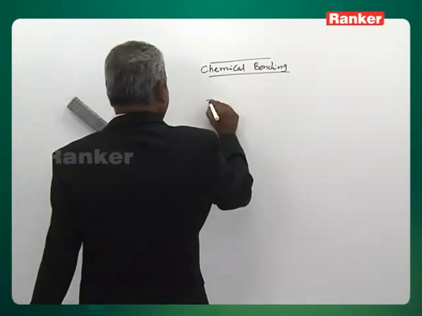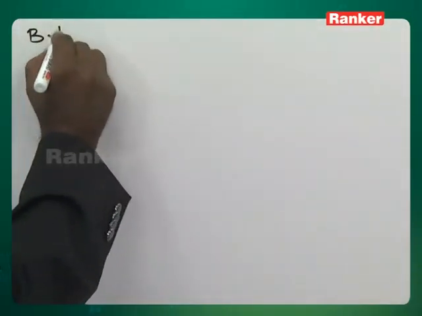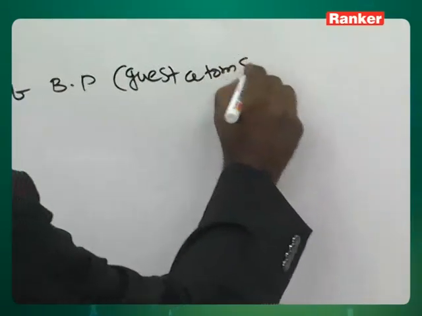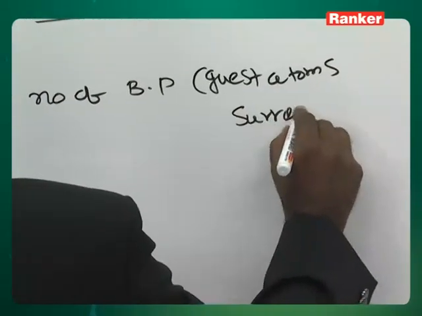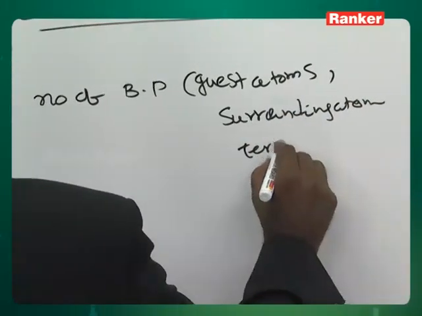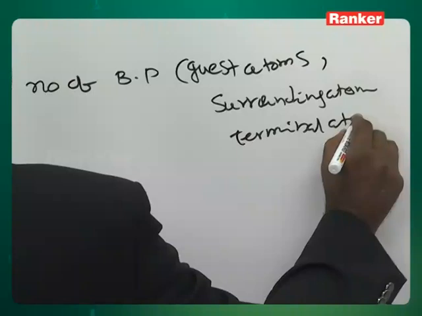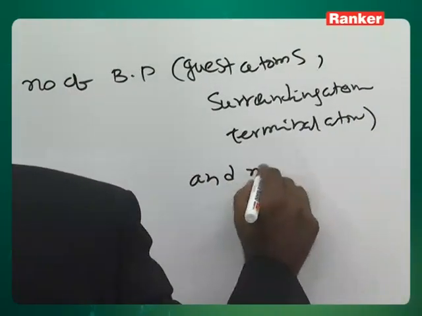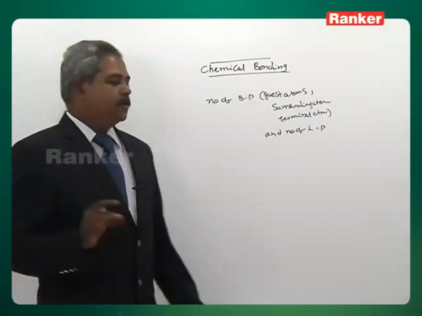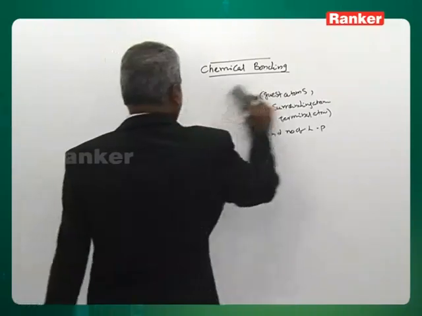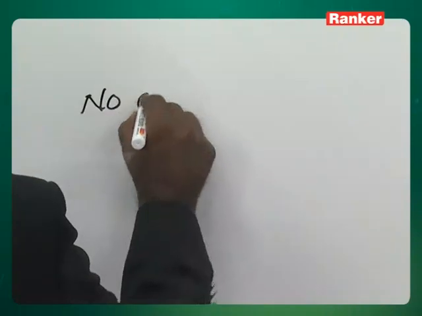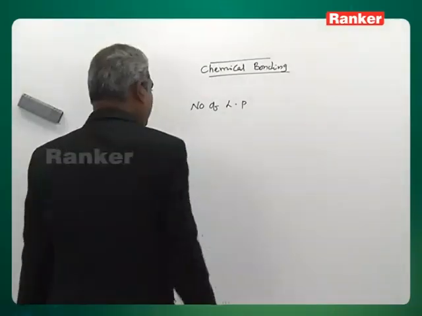The shape of a molecule depends on the number of bond pairs, guest atoms, surrounding atoms, terminal atoms, number of bond pairs and number of lone pairs. That's all. It depends on the number of bond pairs and the number of lone pairs. So, most importantly, before we try to find shape, you should find the number of lone pairs. How to find? What do you mean by number of lone pairs?